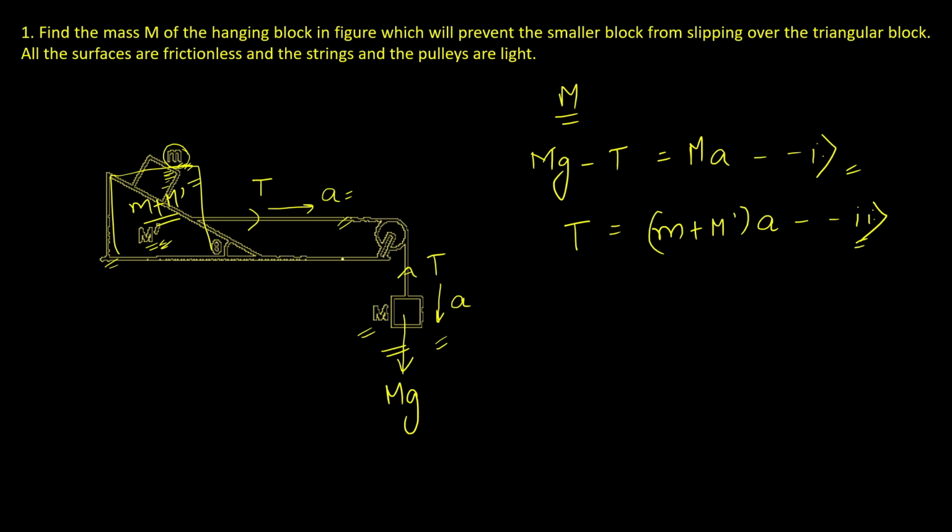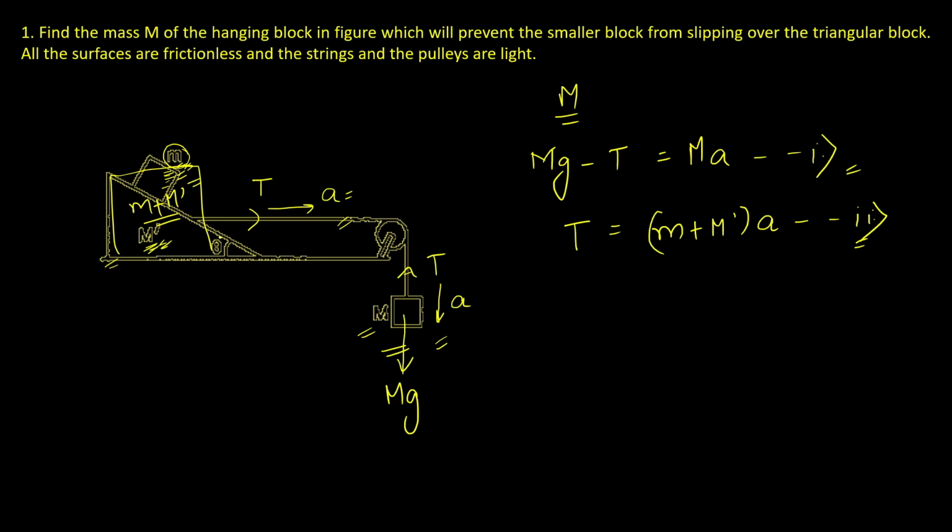Now the complexity basically starts when you consider this small mass m as the system, because these two are actually different systems, m dash and small mass m. I have taken them together because they are moving together in the forward direction, since the smaller block is not slipping over the triangular block.